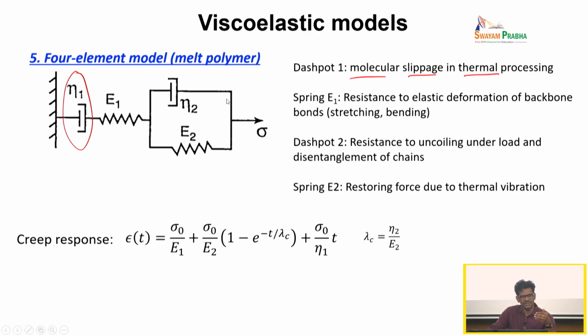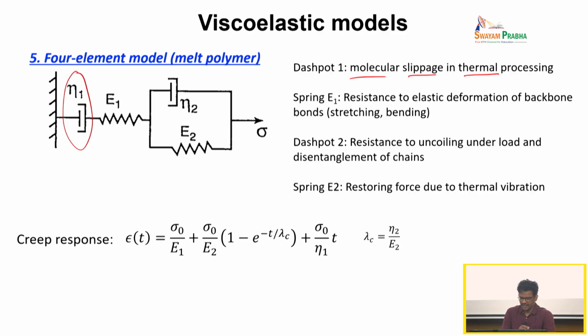This particular model, the 4-element model, is typically used when you have a plastic in a molten state, when you have a polymer that's melted. This melt polymer would have an additional mechanism of dissipation due to molecular slippage of the chains. If you want to do the same polymer in the solid state, you would just go back to the previous model, SLVS. But if you want to do it in a melt state, you would add an additional dashpot. And here we have 4 parameters: 2 spring constants and 2 viscosities.